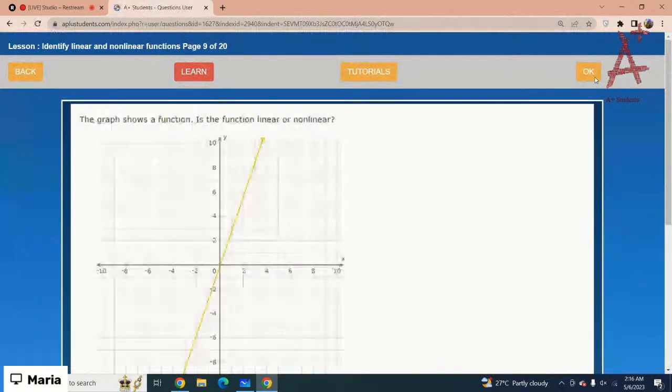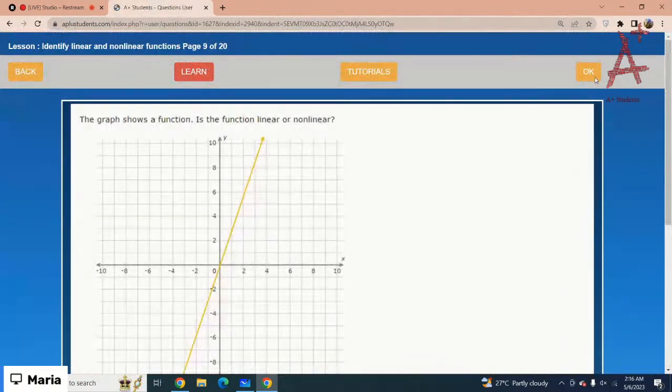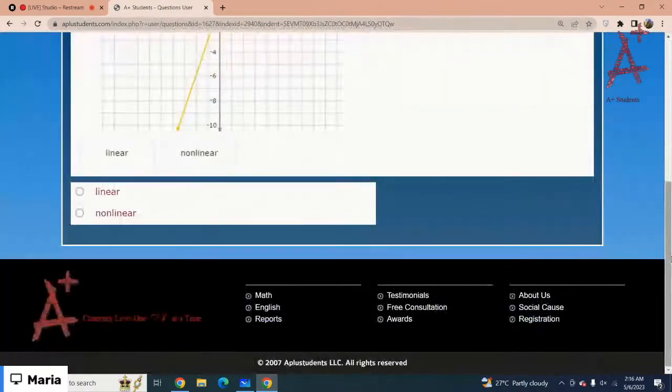Okay, the graph shows a function. Is the function linear or non-linear? Yes, it would be a linear function. The correct option is linear function.